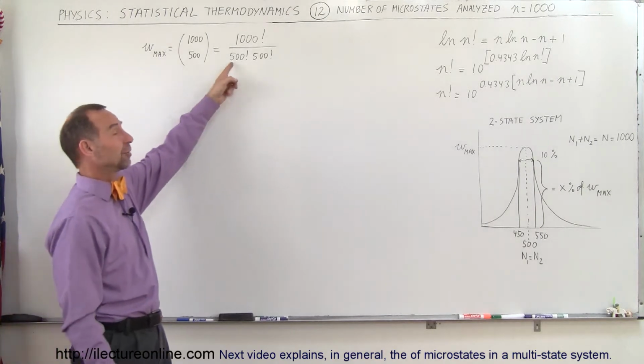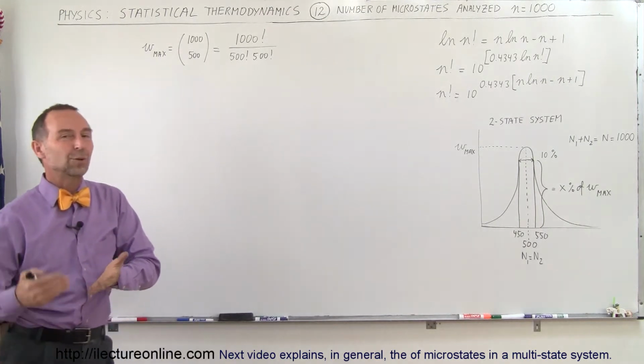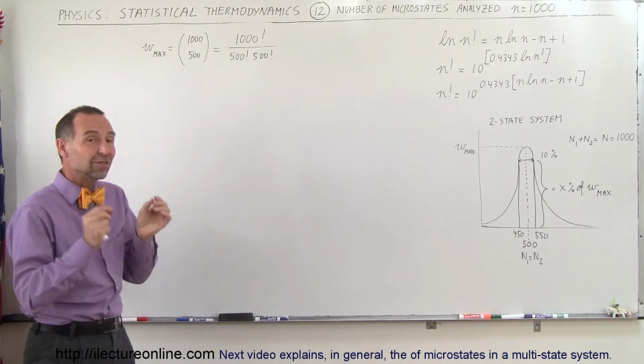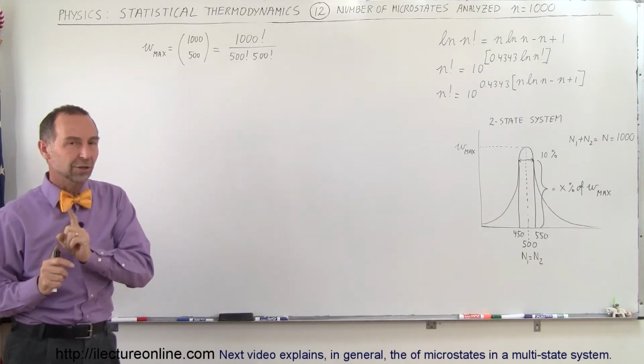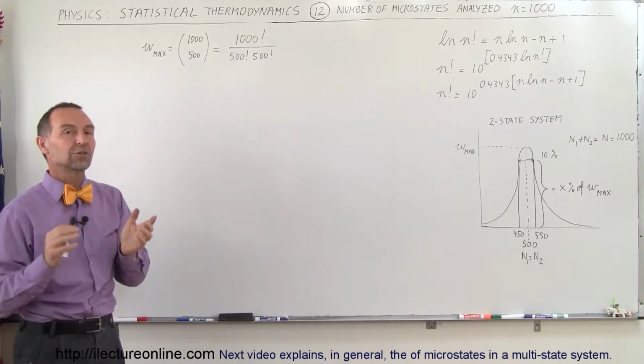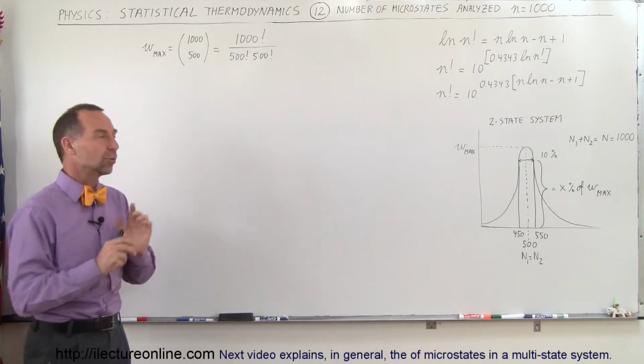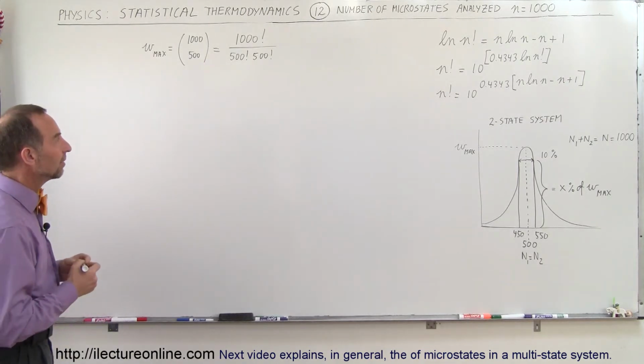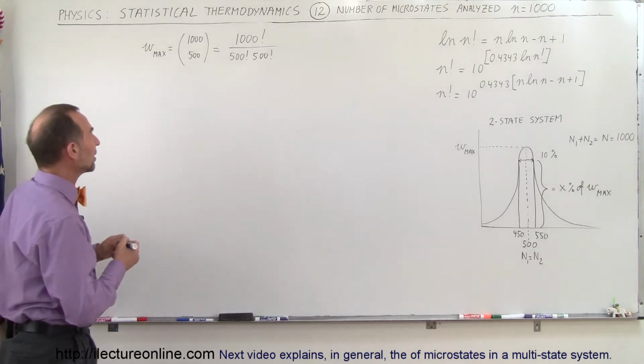1,000 factorial and 500 factorial, you definitely cannot do that in your calculator. We'll have to use Stirling's approximation. And since the numbers now are quite large, the error, the uncertainty in Stirling's approximation will be very small, so we should not expect a sizable uncertainty in the calculations. So let's go ahead and try that.